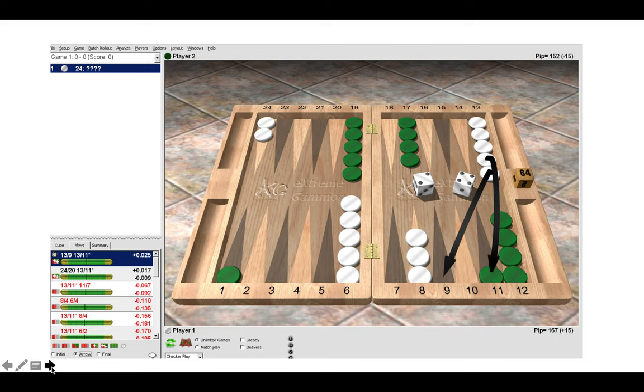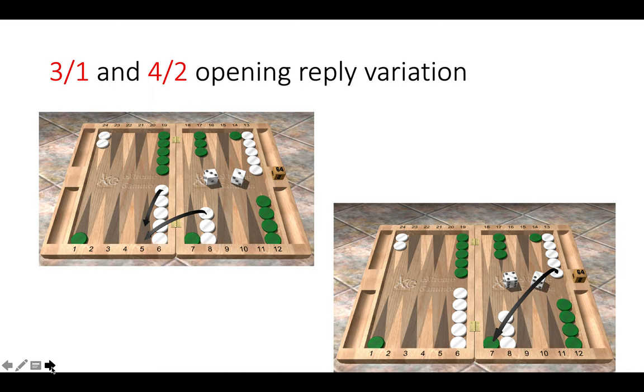So that's why two down is even better than playing 24-20 with the four. It just puts us in a very flexible position to create a very strong front structure. We can have a look at a couple of variations here.